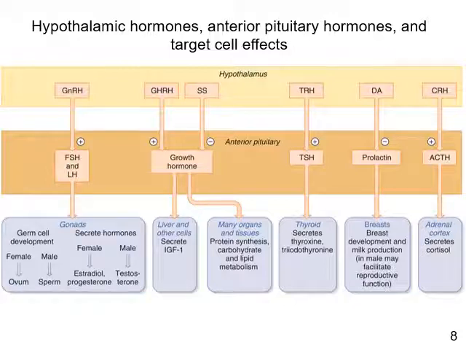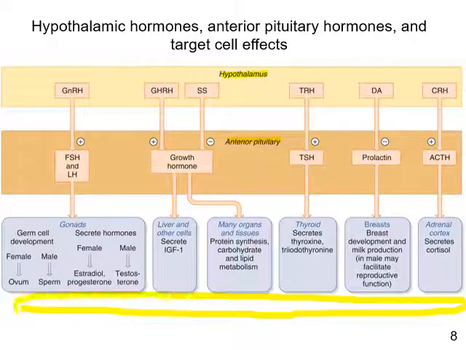Here is a more graphic illustration of the same material. So this just shows the hypothalamus in a schematic way. This shows the anterior pituitary, and this shows the target cells of the hormones from the anterior pituitary. So it's the same information. TRH stimulates the release of TSH from the anterior pituitary, which stimulates the thyroid. CRH from the hypothalamus stimulates the release of ACTH from the corticotrophs of the anterior pituitary, and it targets the adrenal cortex to secrete cortisol.